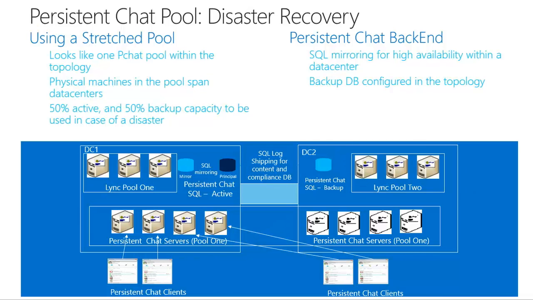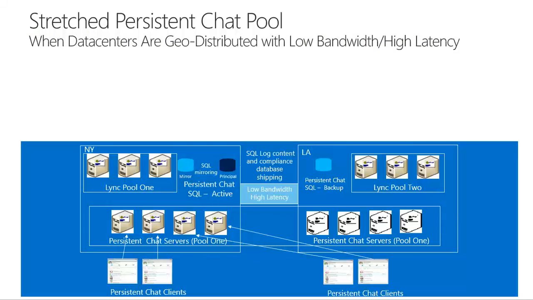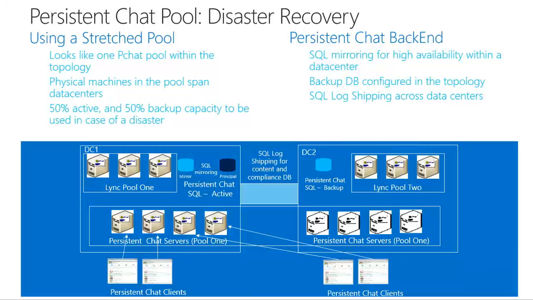Back-end SQL mirroring is used for high availability within a data center, with a backup database configured in the topology. SQL log shipping is used across data centers. So basically, full DR support for pchat.